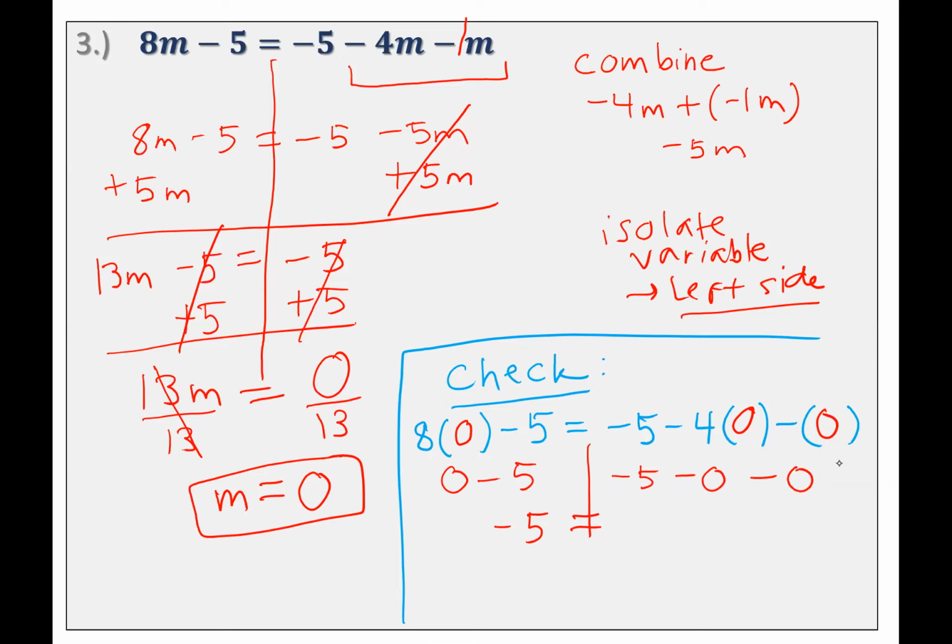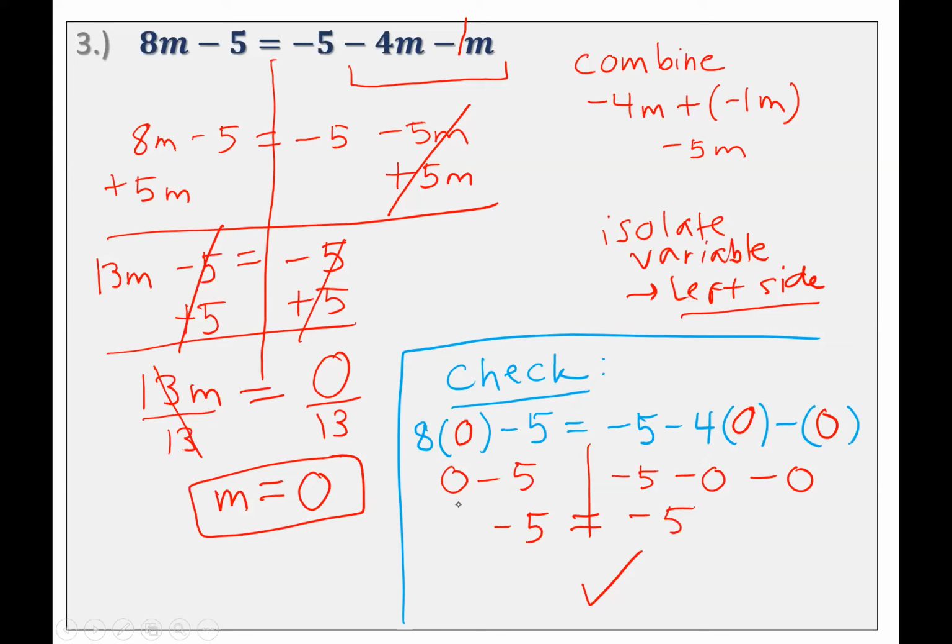Okay, that's still going to be negative 5. Negative 5 minus 0 is negative 5. Minus 0, still negative 5. So as you can see, it's negative 5 equal to negative 5. They are in fact equal, so that means our solution checks and we're good. So our solution there is just m equals 0.